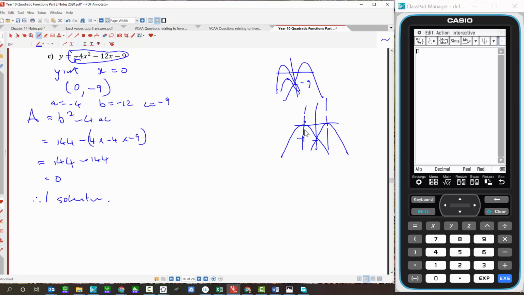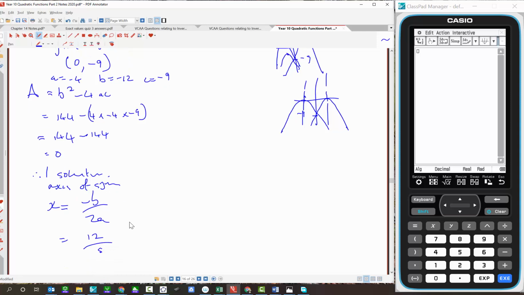Now, we don't need the turning point this time around. All we need is the axis of symmetry. We know for a fact that it turns on the x-axis because it's got one solution. So all I'm going to do is write x is equal to -b on 2a to get the axis. That's going to be -b, which is 12, -12 over 2a. 2 lots of a is, mental blank here, 2 lots of that is going to be -8, which is going to be -3 over 2.